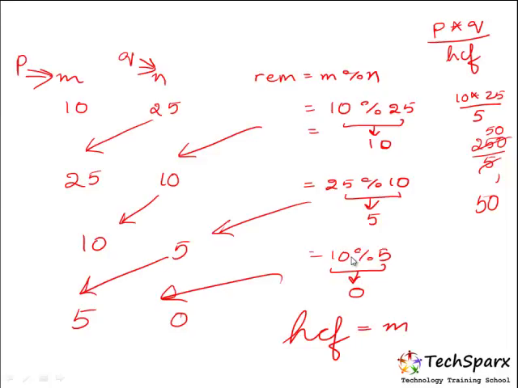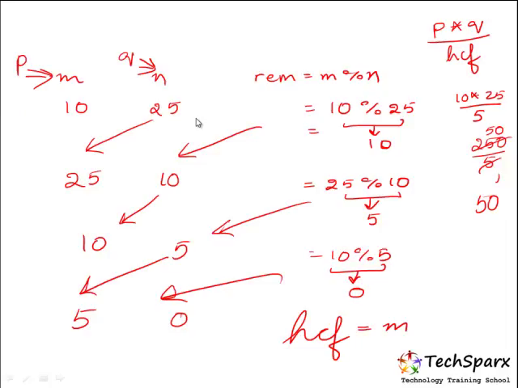So my first step again is 10 modulus 5, that is 0. My second step again is push the value of n in m. Push the value of rem in n. It becomes 0. So my m is 5 and n is 0. Whatever is left out in m will be the value of HCF. When will you take the value of m as HCF? Only when n becomes 0. So here the highest common factor between 10 and 25 is 5.